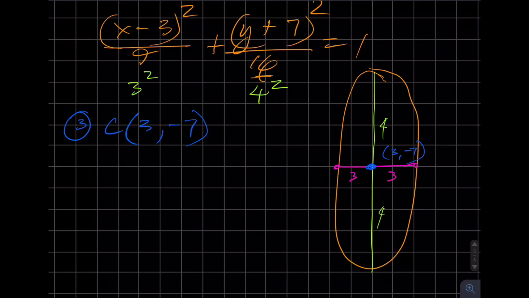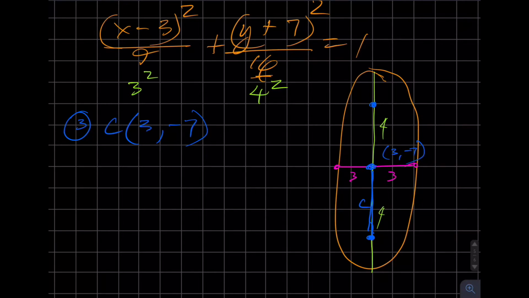I'm not actually going to find the endpoints because we did that above, but we're going to find the coordinates of the focus point, or the foci, or each focus point. So how do I do that? First of all, I need to know this distance c, which I currently do not have.